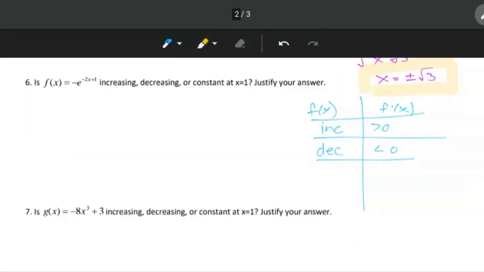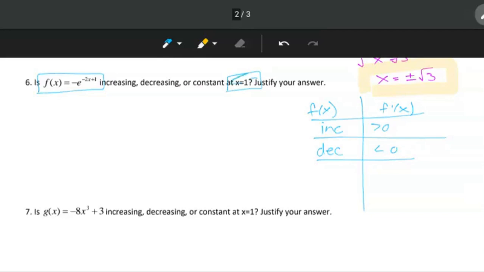Number 6, if f of x is increasing, decreasing, or constant at 1, justify your answer. So I put this chart in blue over here that we've been talking about. We know when the original function is increasing, the derivative is greater than 0. We know when f of x is decreasing, the derivative is less than 0. So it might be helpful to use these rules because I have no idea what this graph looks like. If I can't take out a calculator and just look at 1, is it going up, down, or is it a straight line? Then I don't know how to do the problem. So it's probably easier to use derivatives to help us.